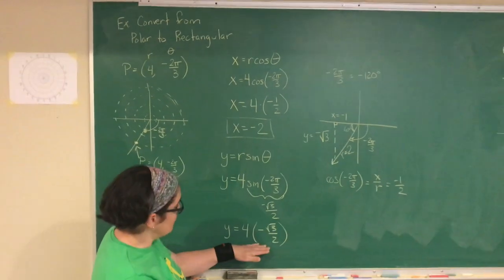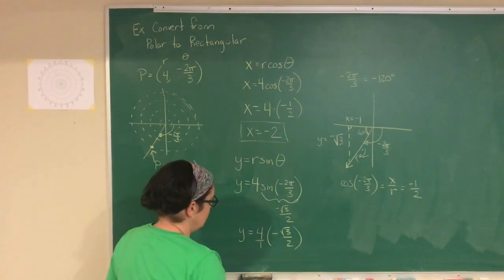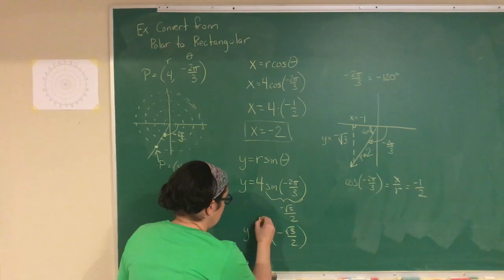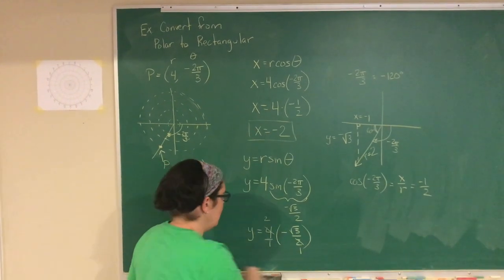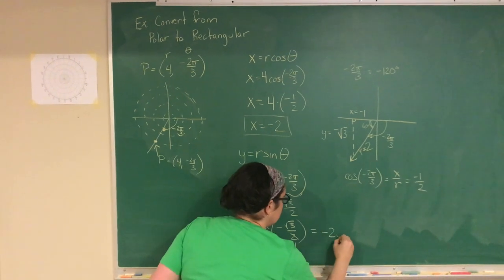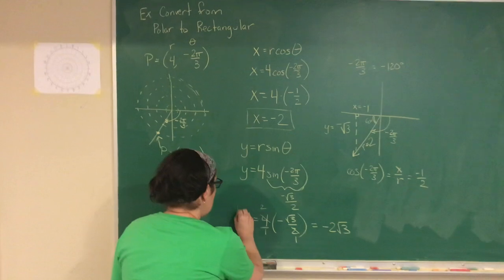And when I clean this up, I can think about this as 4 over 1. I can cancel the 2 on the bottom with one of the 2's on the top, and I'm left with negative 2 times the square root of 3. So this is my y value.